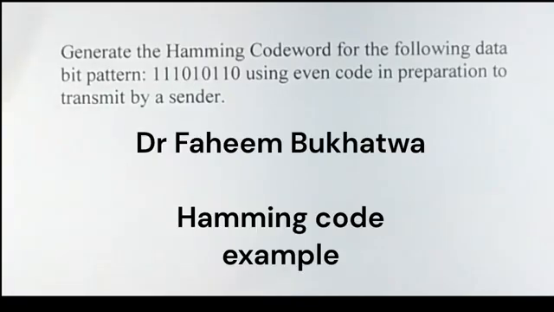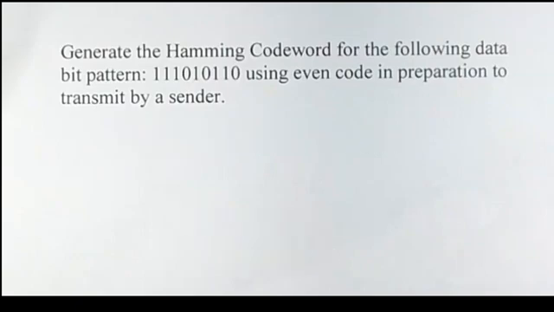Okay, get a piece of paper or use your machine or whatever, and work out this question. This is an exam question. It says generate Hamming code. So generate Hamming code, that means you're a sender. You're not a receiver. The receiver will get the Hamming code ready.